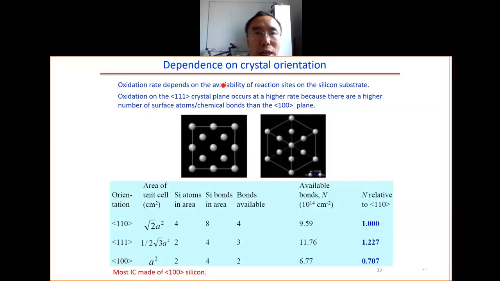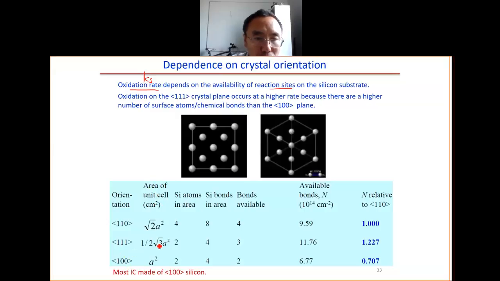So now let's look at the dependence on the crystal orientation. The oxidation rate, the B/A term, depends on the availability of reaction sites on the silicon substrate. So oxidation on the 111 crystal plane occurs at a higher rate because there is a higher number of surface atomic chemical bonds than on the 100 plane. So we can look at here, those are the different planes: 110, 111, and 100.